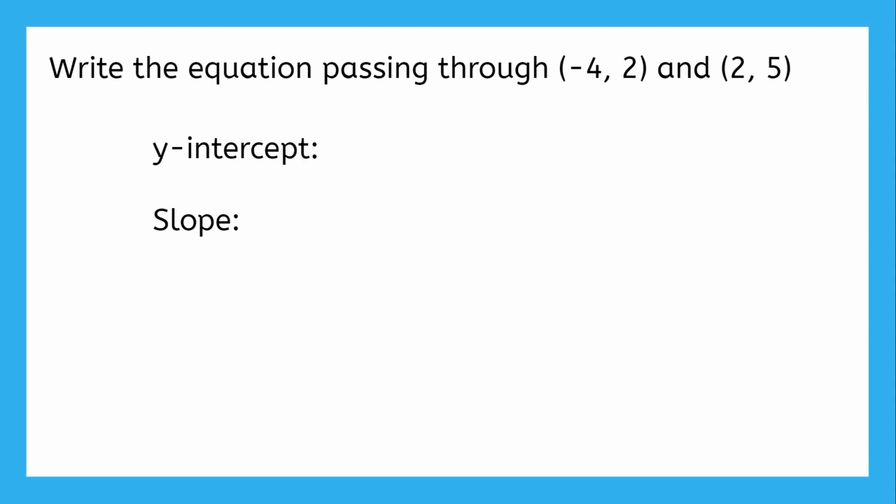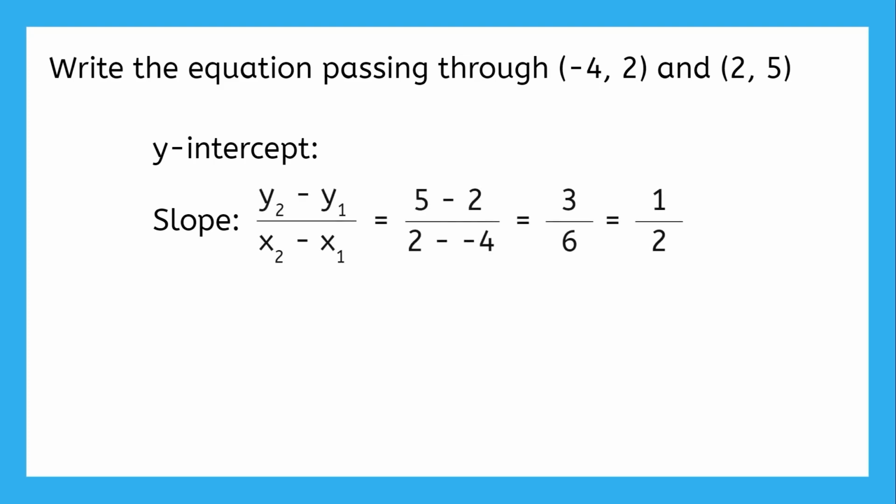So let's practice with another one like that. We've got 2 points here, neither of which is the y-intercept. So first, let's take them to find the slope. Since the slope is 1/2, we can just put that in the equation.